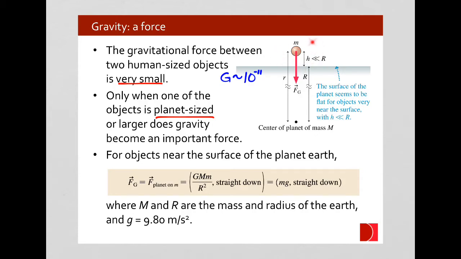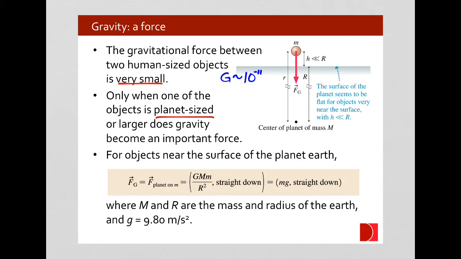If you have an object near the Earth's surface, since we're on a scale that's much, much smaller in terms of height above the Earth's surface compared to the actual radius of the Earth, we can treat the ground as being flat, even though we know that in fact there's a slight curvature to it. And basically what's happening is the mass of the object and the mass of the Earth are pulling each other together over this distance of the radius of the Earth.